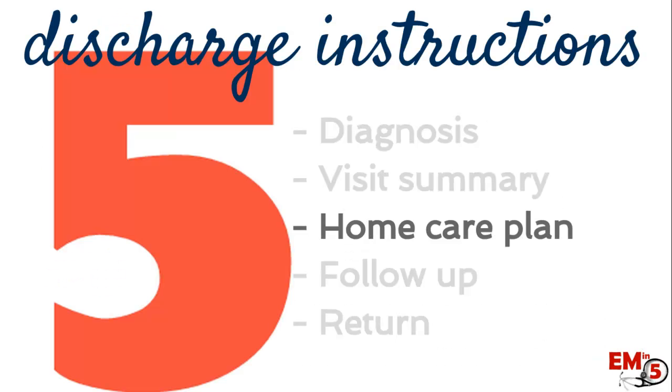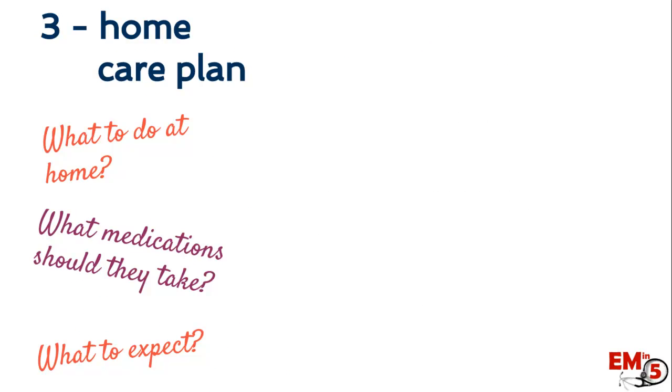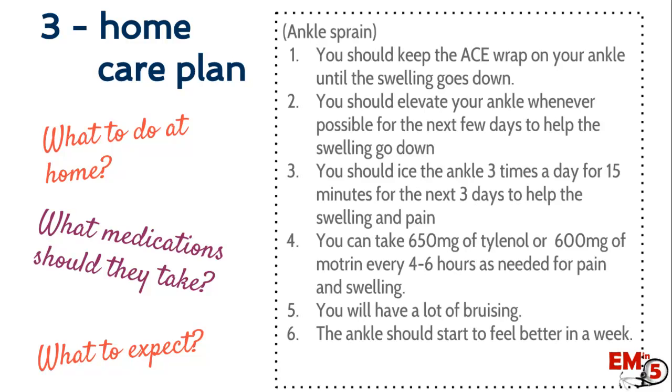Next, we have our home care plan. This is a really important part. This is where you're going to tell them what to do at home, what medications they should take, and what to expect for the progression of their illness. So, for example, for an ankle sprain, first you're going to tell them RICE: rest, ice, compression, elevate, then explain what medications they should take, and lastly, what to expect for the course of the illness. They're going to have a lot of bruising and swelling, and should maybe start feeling better in about a week.